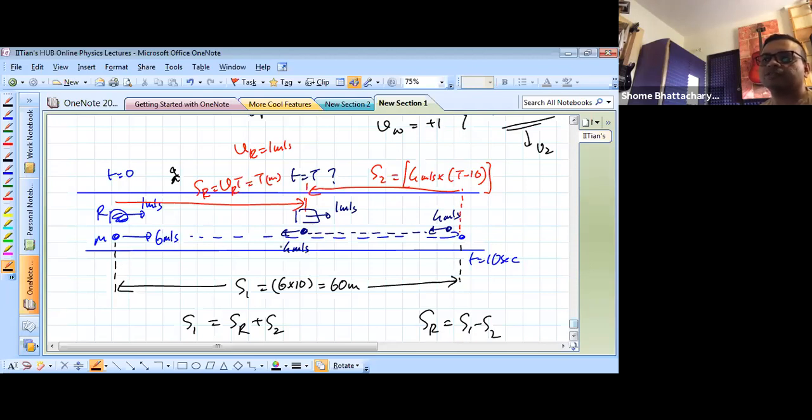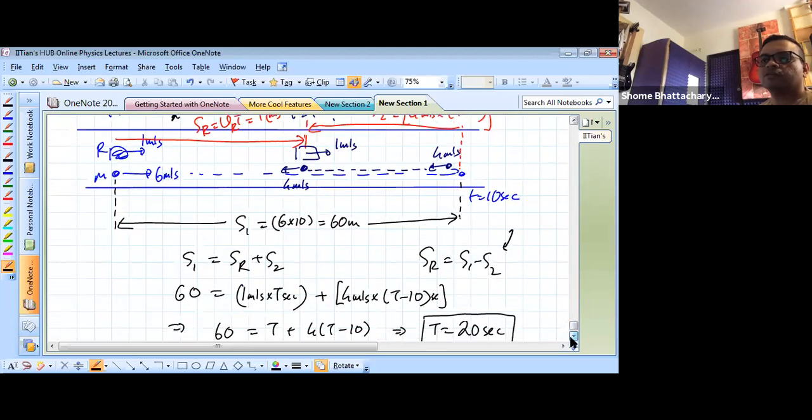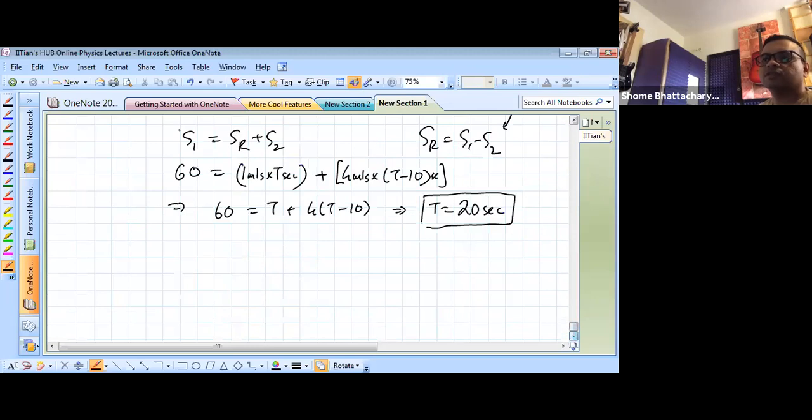Right? So the boat went down by some distance and then came upstream by some distance. If I subtract the two, that is exactly the displacement of the raft. So the downward displacement of the raft is equal to the downward displacement of the boat minus how much distance the boat has now come upstream. So now you just equate this with the values.